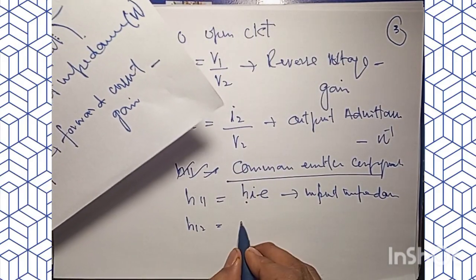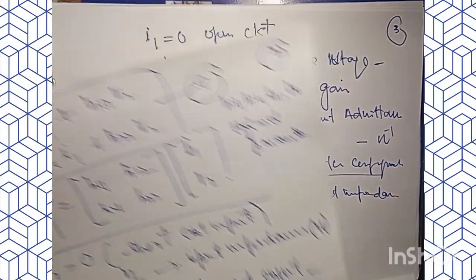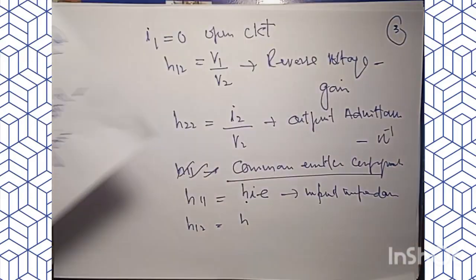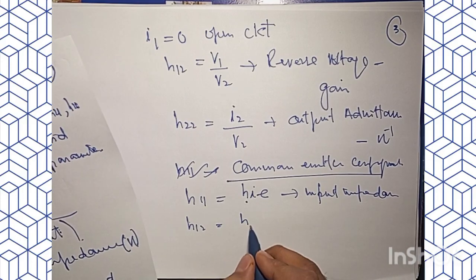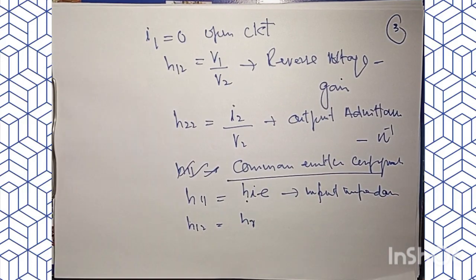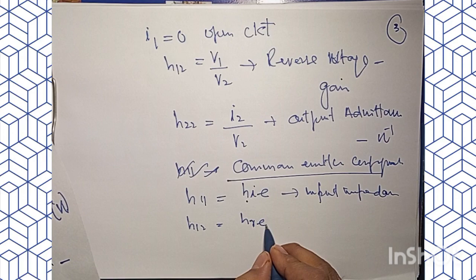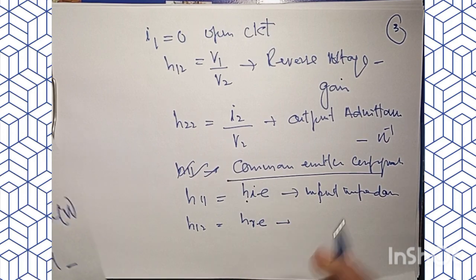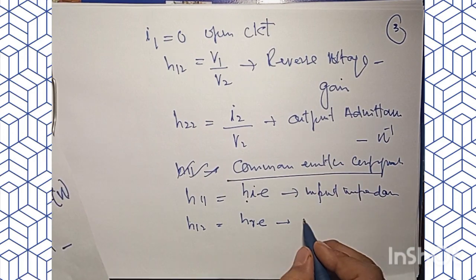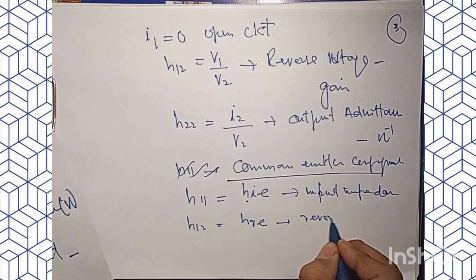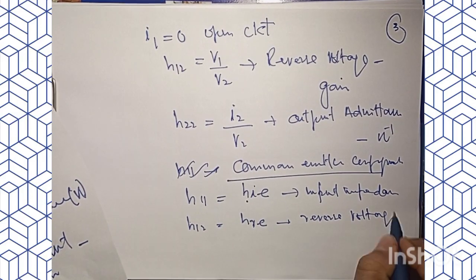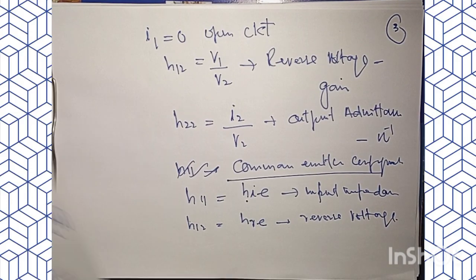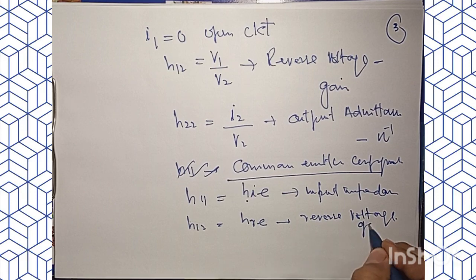Now we have H12. Where is H12? It is reverse voltage gain. So here we use R for reverse, and E for emitter, common emitter. This is reverse voltage gain. So in case of common emitter configuration, we can say that HRE is the representation of reverse voltage gain.